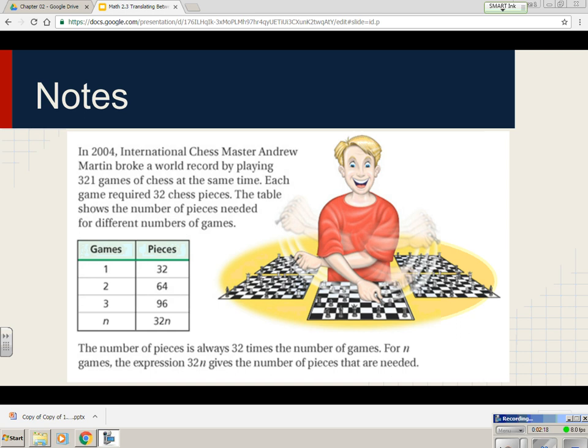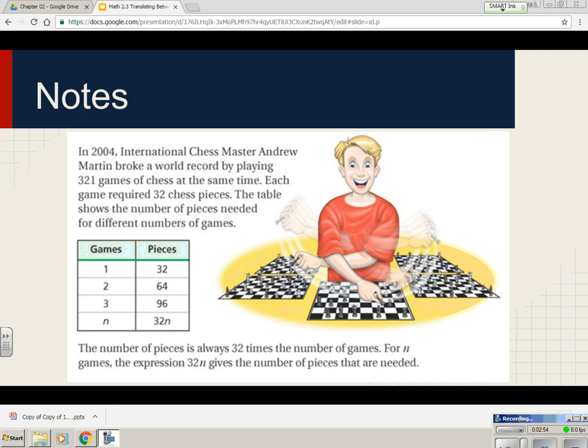All right, let's look at the scenario. In 2004, international chess master Andrew Martin, and that's not really Andrew, that's a cartoon, but I just want to make sure you're aware of that, broke a world record by playing 321 games of chess at the same time. I wonder if he was playing 321 other people or it was a computer. I don't know for sure. It'd be interesting to look that up. Each game required 32 chess pieces, and that's 16 pieces per player. And the table shows the number of pieces needed for different numbers of games.